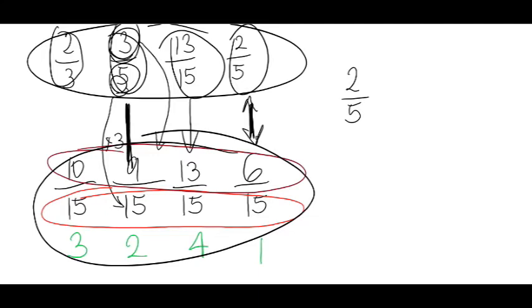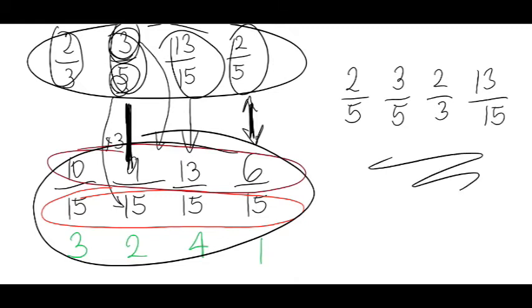Then there's this one, came second, which was originally 3/5. So we put 3/5 in, and so on. 2/3 next, and then finally 13/15. So we give the marker the answer which contains the original fractions, not the ones we converted to for the purpose of working.